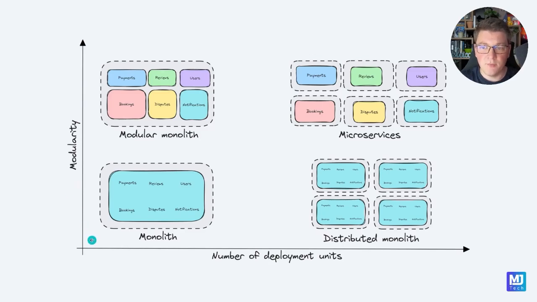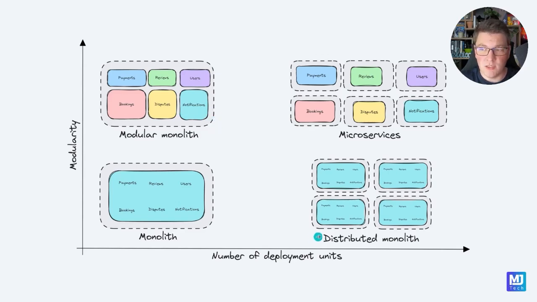So at the bottom, with the lowest modularity and the lowest number of deployment units, we have the typical monolith system. Modularity is low because the logical isolation between the components inside of a monolith is typically not as great. If we increase the modularity of our system, we get a modular monolith because we are grouping the related use cases together inside of independent and interchangeable modules.